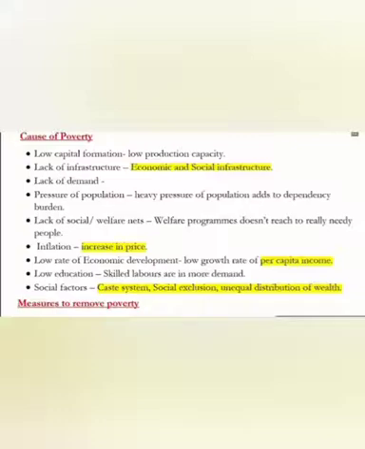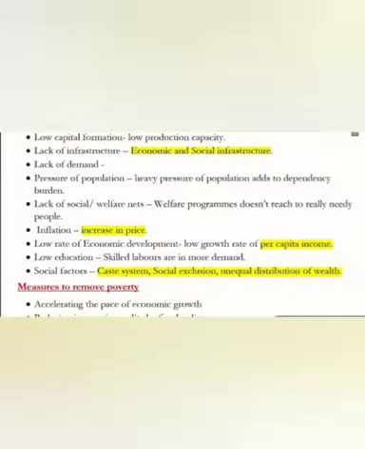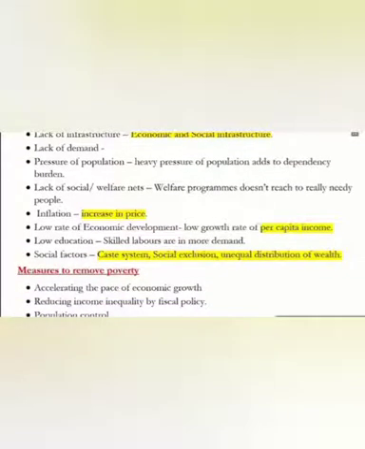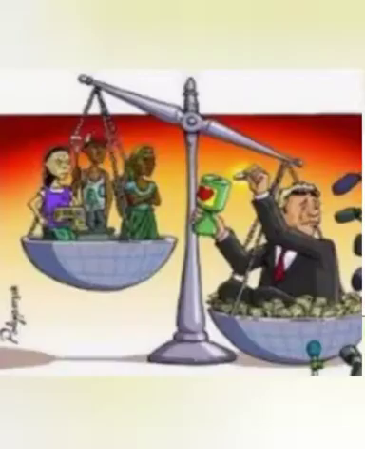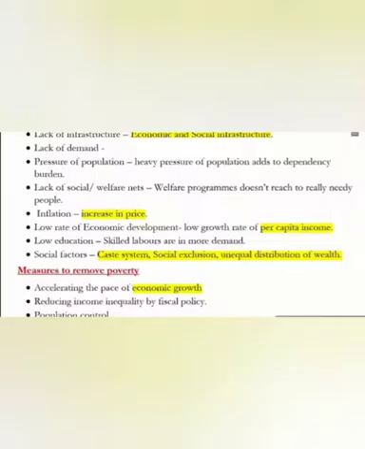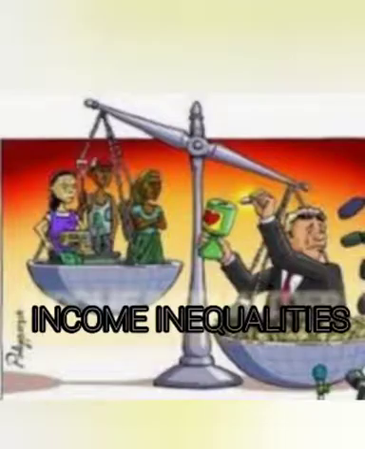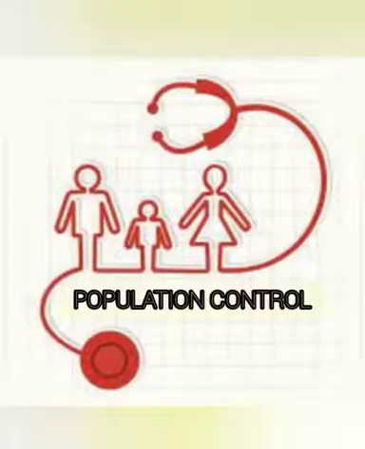unequal distribution of wealth. Okay, children. Now, how will we remove poverty? Firstly, accelerating the pace of economic growth, and reducing income inequalities by fiscal policy. Fiscal policy is made by the government to reduce income inequalities and to reduce inflation. The last measure is population control.